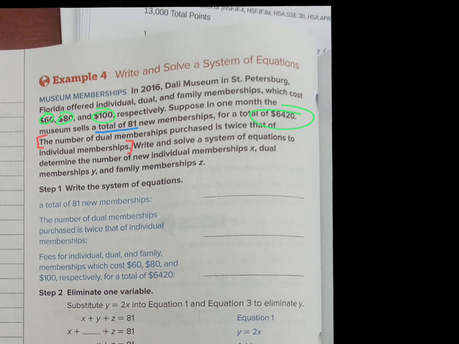This is when knowing what your variables mean is very important. The number of individual, the number of dual, and the number of family. You get a bunch of piles, and you add them all up, and what do you get? 81. So the first equation is going to be what? X plus Y plus Z equals 81. Easy if you understand what your variables mean. If you don't understand what they mean, it makes it more difficult. So that's a very important first step.